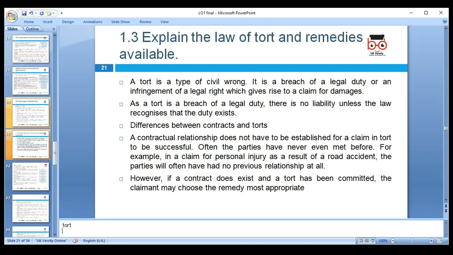A contractual relationship does not always need to be established for a claim in tort to be successful. The parties may never have met before. For example, in a claim for personal injuries from a road accident, whose responsibility is it? Or if you lose the client's document, who is responsible? Because we have not fulfilled our duty, there are damages, so those are the remedies. The injured person has the right to claim damages.